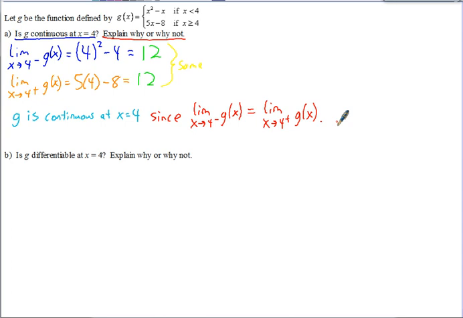Now let's look at beyond that. Let's see how we can determine if g is differentiable at x equals 4. So this is the first time we'll actually take the derivative of a piecewise function. You just take the derivative of each piece separately.